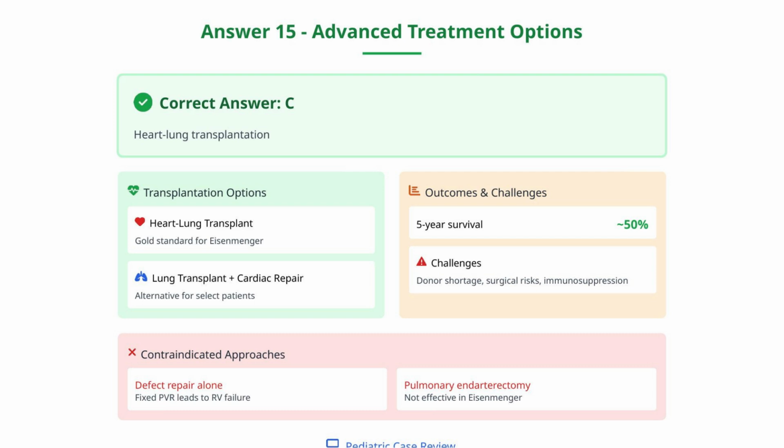Heart-lung transplantation remains the only potentially curative option for Eisenmenger syndrome. This may involve combined heart-lung transplantation or bilateral lung transplantation with repair of the cardiac defect, depending on the specific anatomy. While offering the best chance for long-term survival in end-stage disease, transplantation carries significant procedural risks and is limited by donor availability. Five-year survival following transplantation is approximately 50%. Surgical correction of the defect alone is contraindicated due to fixed pulmonary vascular resistance. Pulmonary vasodilator therapy can improve quality of life, but isn't curative.